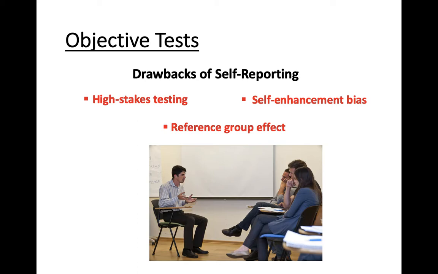And then a third drawback is what is known as the reference group effect. This is the idea that our self ratings are subject to a reference group effect, which is that we base our perceptions of ourselves, at least in part, on how we compare to other people in our own reference group. By reference group, we tend to mean our group of friends, our group of peers, people that are comparable to us.